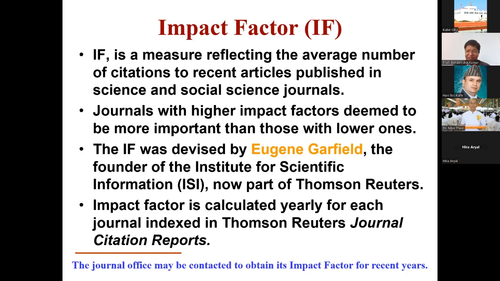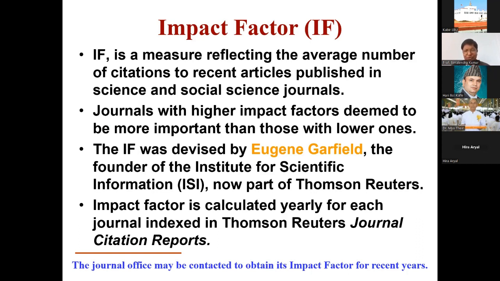The impact factor was devised by Eugene Garfield, the founder of the Institute for Scientific Information, ISI, now part of Thomson Reuters. Impact factor is calculated yearly for each journal indexed in Thomson Reuters Journal Citation Reports. Even the University Grants Commission, UGC, also has the impact factors of the journals, and based upon that they give the list of journals.